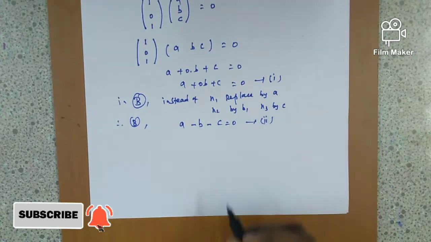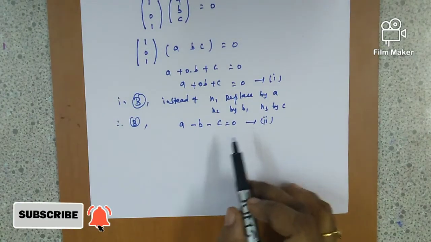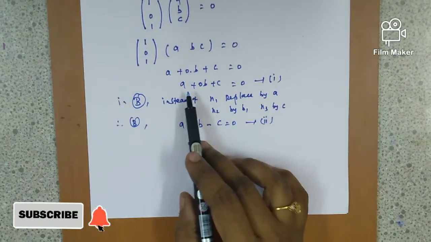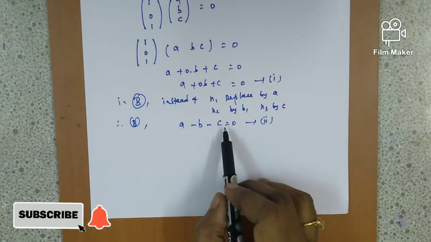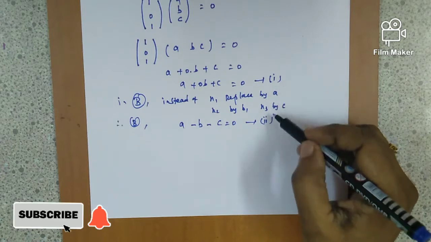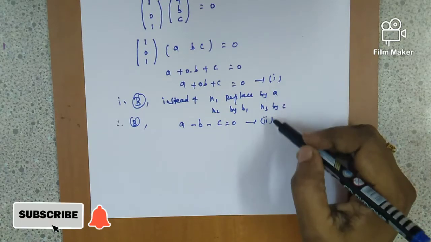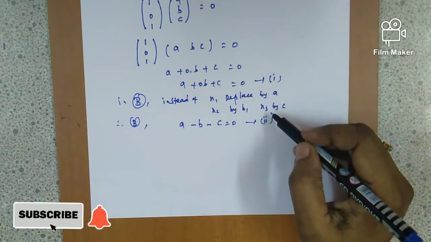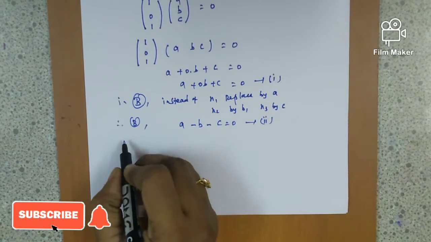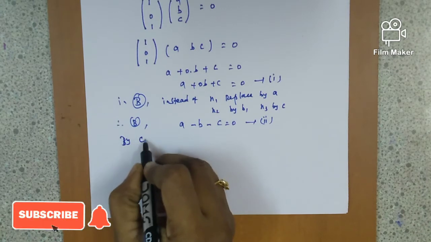Now we have equations in ABC. The first equation is A plus 0B plus C. The second equation is A minus B minus C. Now, solving these two equations we can get the values of ABC. How to solve these two equations? We can solve them by the cross product rule.